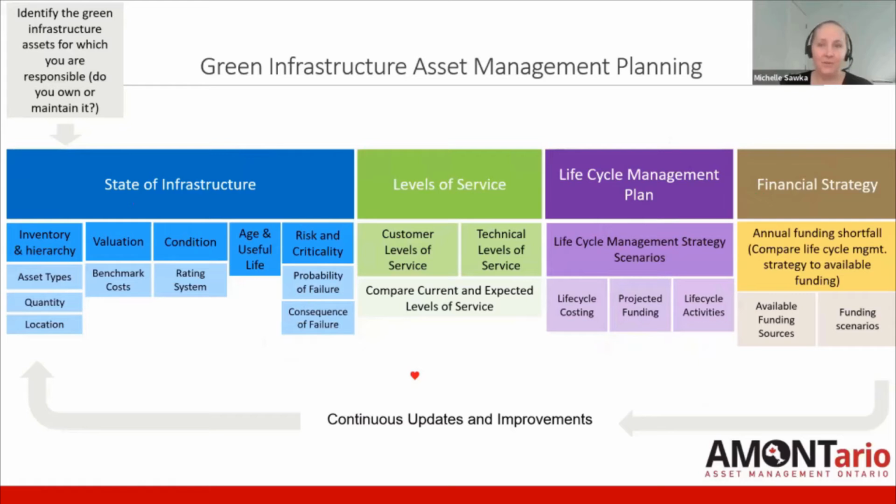which asset managers here will recognize because they're the same you would use for your traditional infrastructure. You start with the state of infrastructure, you then develop levels of service, you do your lifecycle management plan, and then complete your financial strategy. You do all that, you take a breath, and then a couple of years later, you do it all again. So asset management planning is really a process, and it's set up for continued improvement. And this is really important for green infrastructure because you might not have all the data or the perfect methods at this point, but you can start the process and you can improve every time you go through it.